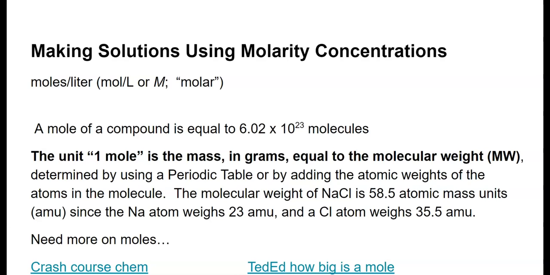To determine the molar mass, you can add up the masses of the elements, or you can Google it. So for our lab, we're going to be using sucrose. You can look up the molecular formula of sucrose and then add together all of the masses times the amount of each thing. Or you can just look up the molecular weight or molar mass of sucrose. Google will tell you the answer.